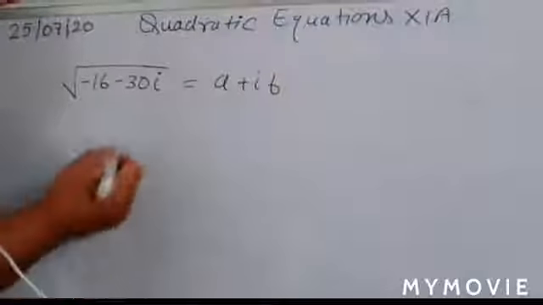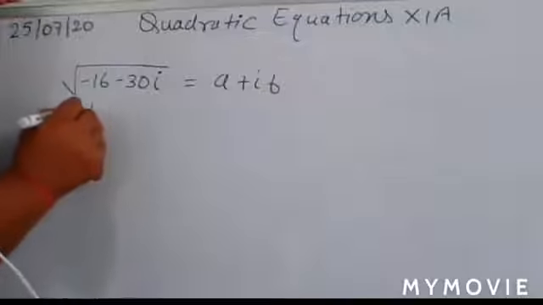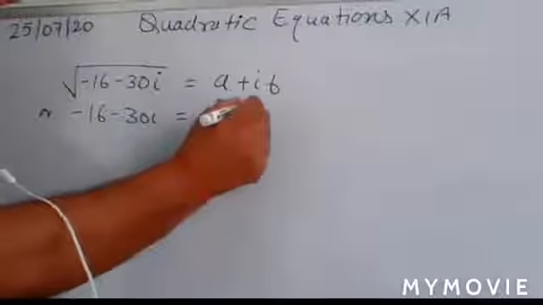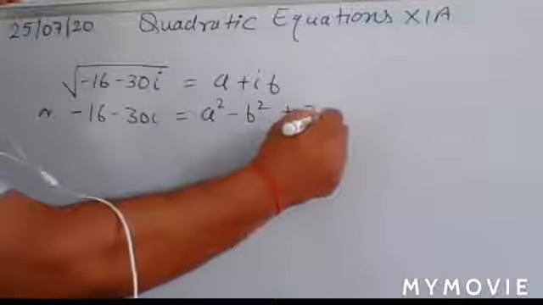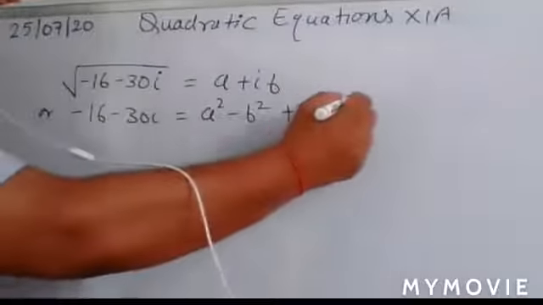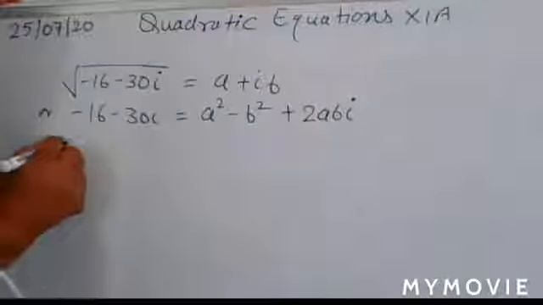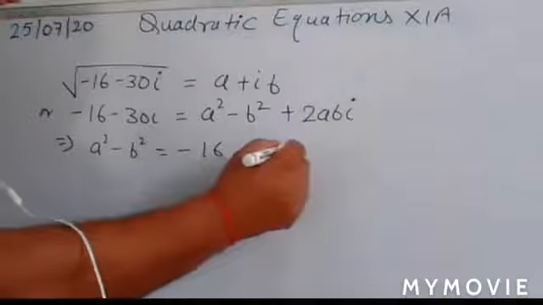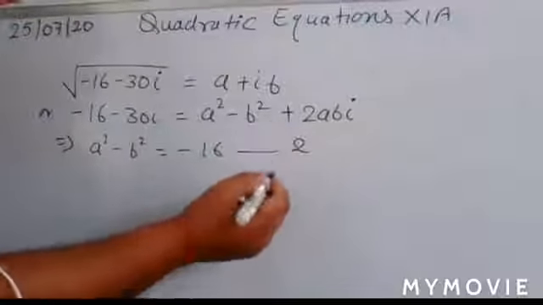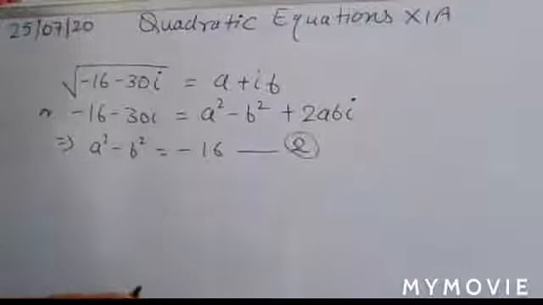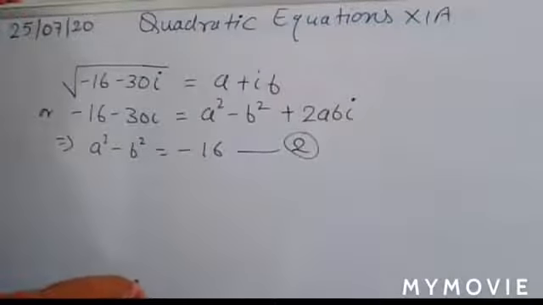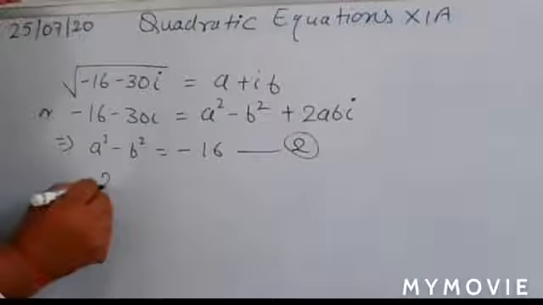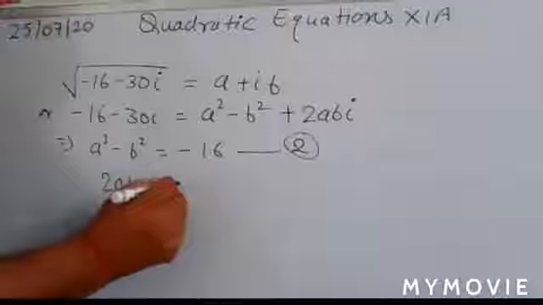If you are squaring, so you have minus 16 minus 30i is equal to a square minus b square plus 2 times ab into i. Now if you are comparing, you have a square minus b square is equal to minus 16. That is your second equation as per the equation assumed in your previous class. And here you have 2 times of ab is equal to minus 30.